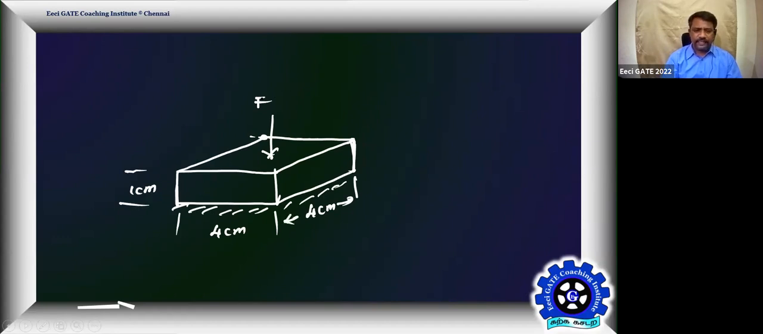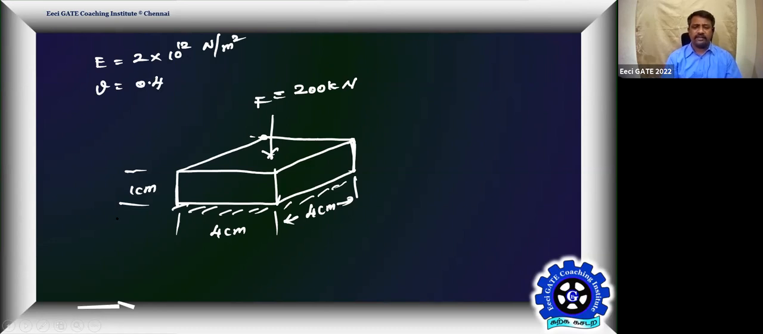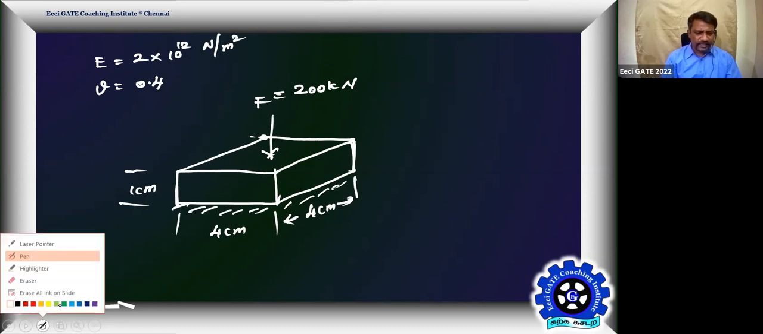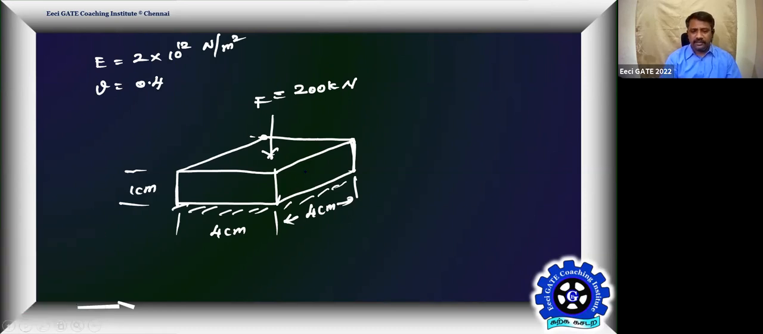Okay, force is acting on this. The force acting on this is, for example, 200 kilonewtons. Then Young's modulus of elasticity for this metal block is 2 into 10 power 12, or simply 10 power 12 Newton per meter square I will take, and the Poisson's ratio is given as 0.4 for this metal block. Okay, and I'm going to place one strain gauge here.